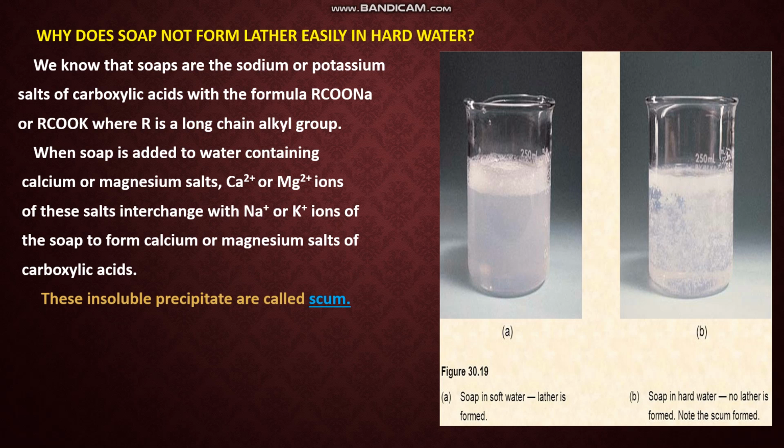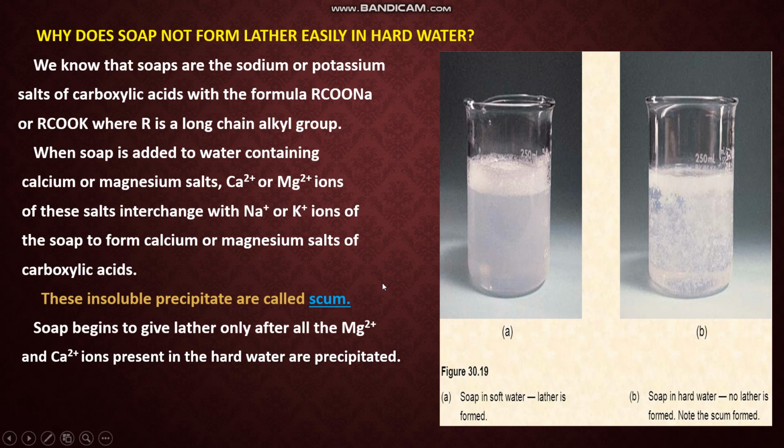So what is happening when hard water is mixed with soap? In hard water, there are calcium or magnesium ions, Ca2+ or Mg2+ ions. So when it is mixed with soap, the sodium or potassium ion is replaced by a calcium or magnesium ion. We get the calcium or magnesium salt of the carboxylic acid. They are insoluble, so they form the precipitate that is called the scum.